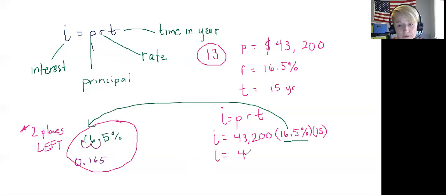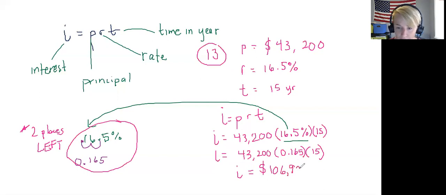So I equals 43,200 multiplied by 0.165, no more percent because I've moved my decimal, multiplied by 15. I can put all this directly into the calculator. I'm going to come up with my final answer, which is interest equals $106,920. And that is your simple interest.